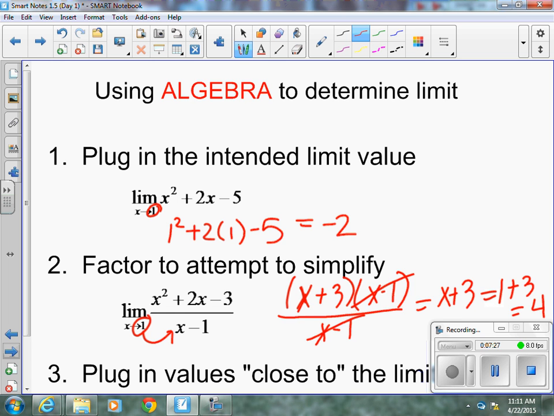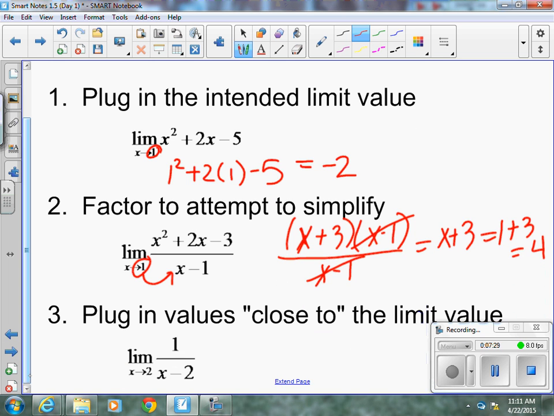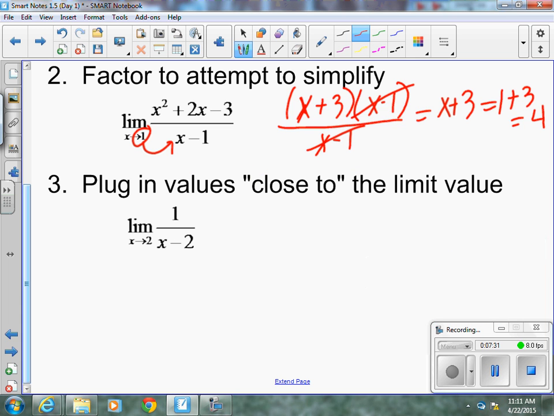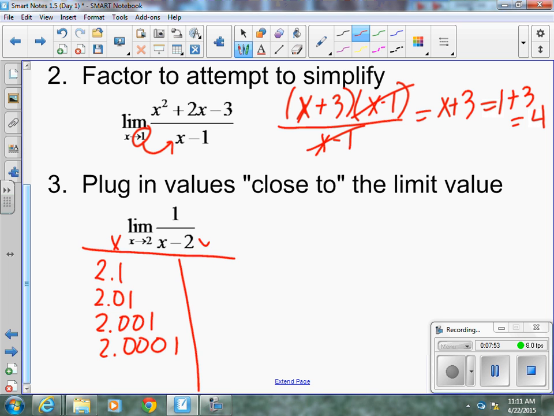If that still doesn't work, we can plug in points close to that value. And we have to check both sides, so we can't plug a 2 in here. There's nothing we can do to get rid of that 2. So instead of plugging it in, I'm going to plug in points like 2.1, 2.01, 2.001, 2.0001 into an XY table and see what these numbers approach.